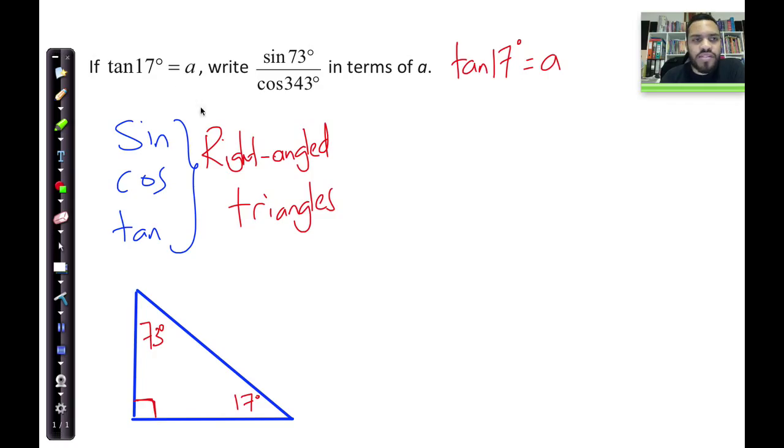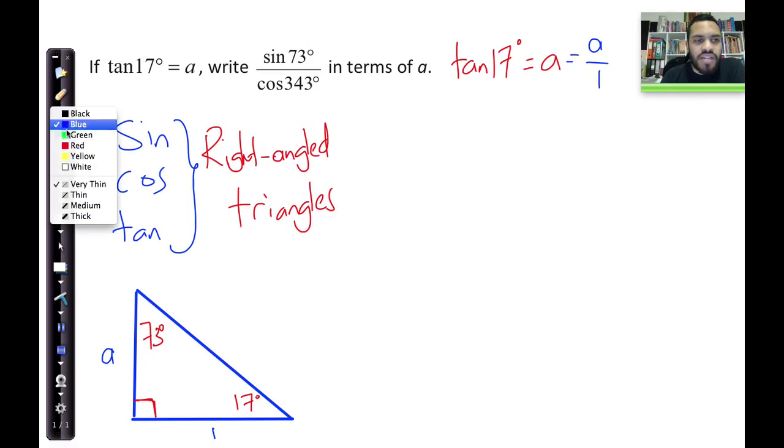Now, very important to note is that A is exactly the same as A over 1. Anything divided by 1 remains itself. So A is the same as A over 1. I'm going to put that over there. And again, tan, their old age, is opposite over the adjacent. So it's going to be A over there, and this is going to be 1 over here. A over 1. Now, how do I find that third side?